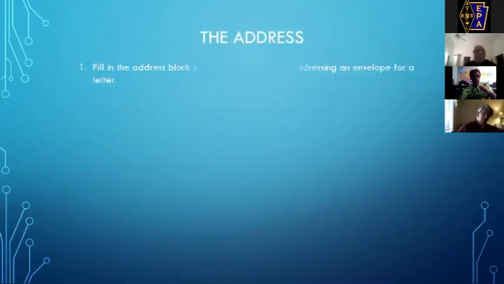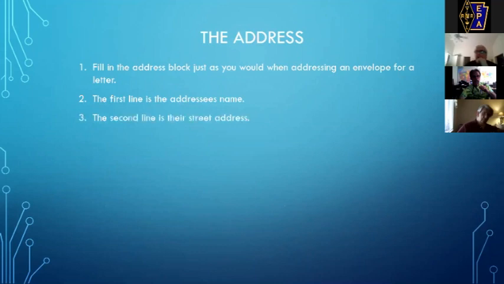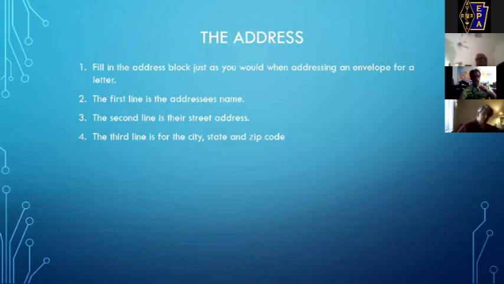Now, the address is simple. To fill in the address block, this is the same as you would if you were addressing an envelope for a letter. The first line is the addressee's name, and it may also include a call sign if they're an amateur. The second line is their street address. The third line could be an additional street address or further instructions for the street, but normally it's the city, state, and zip code.